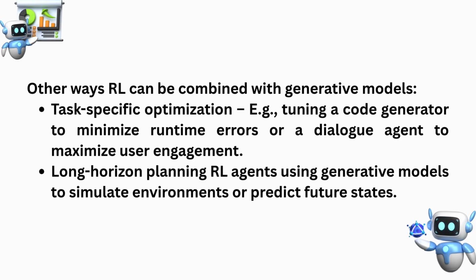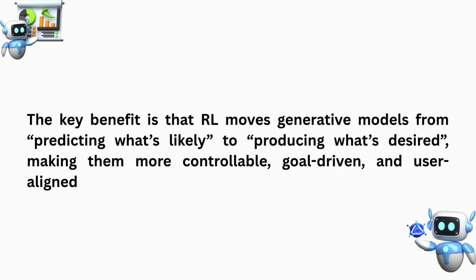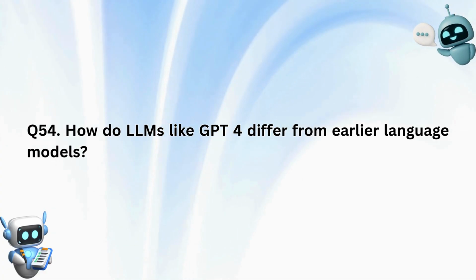Long horizon planning. RL agents using generative models to simulate environments or predict future states. Interactive learning. Models adapt to real-time feedback from users or the environment. Multi-objective optimization. Balancing factors like factual accuracy, creativity, and safety using weighted reward functions. The key benefit is that RL moves generative models from predicting what's likely to producing what's desired, making them more controllable, goal-driven, and user-aligned. How do LLMs like GPT-4 differ from earlier language models?